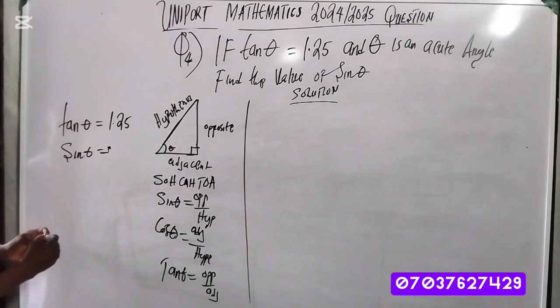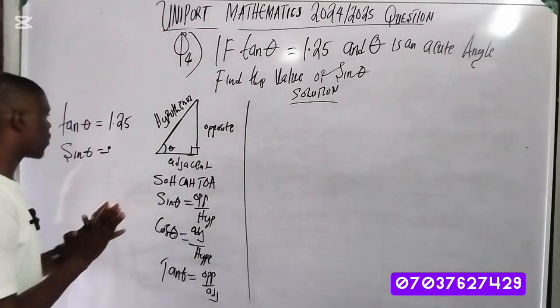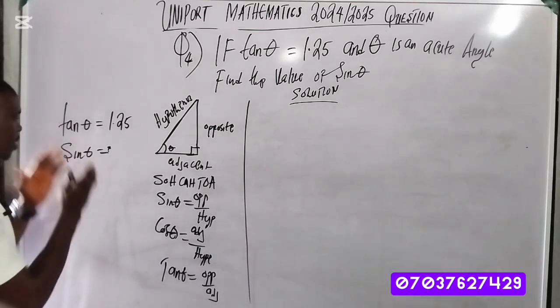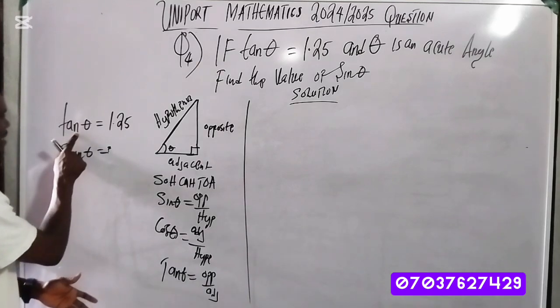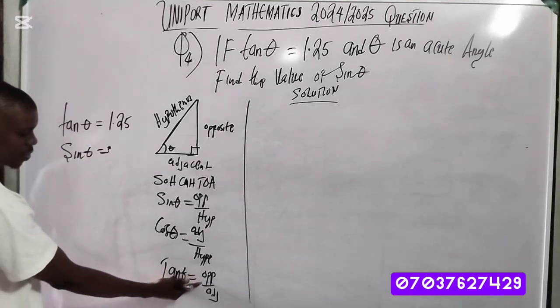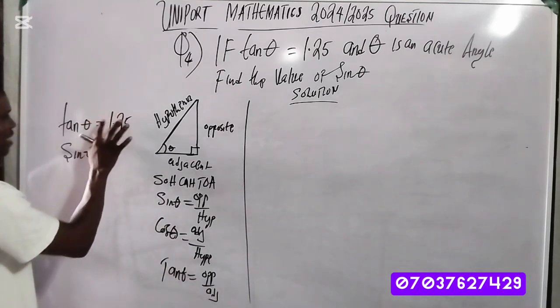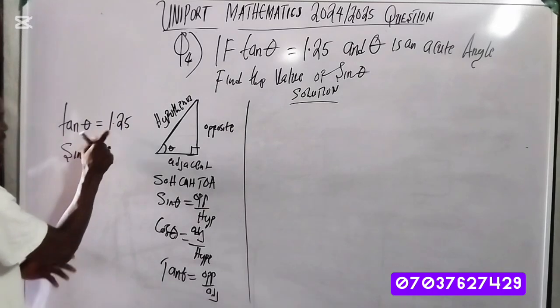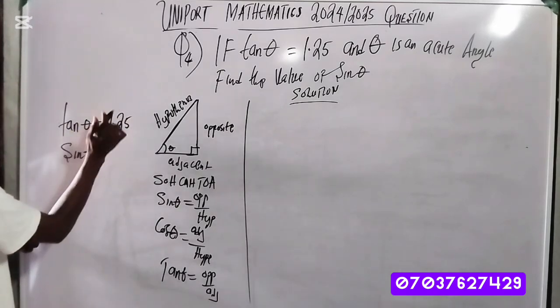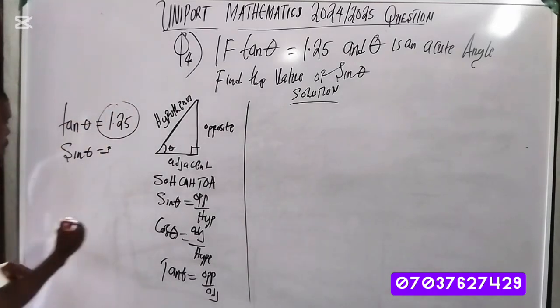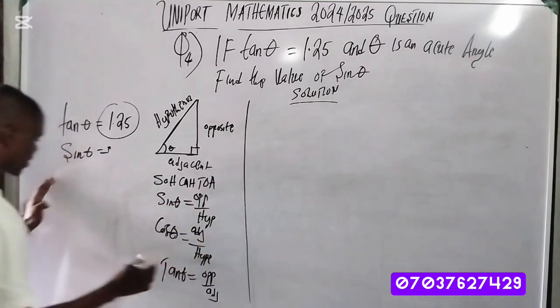Now, if you look at it very well, let's break this down with the information we already have here. Remember, tan theta is opposite over adjacent. Let's break this guy down. If you look at this, 1.25, I'm still going to solve this.